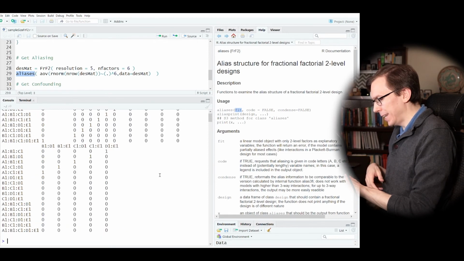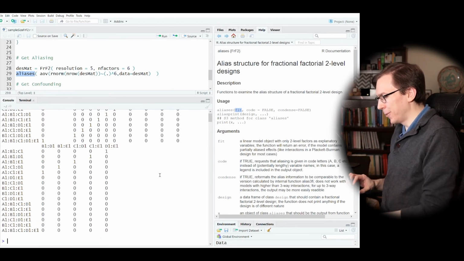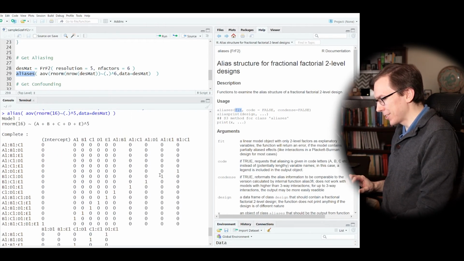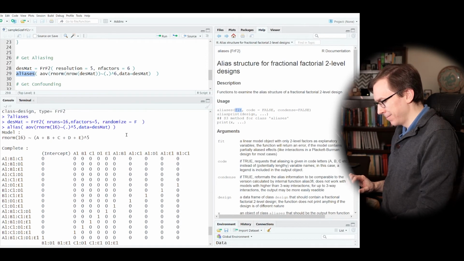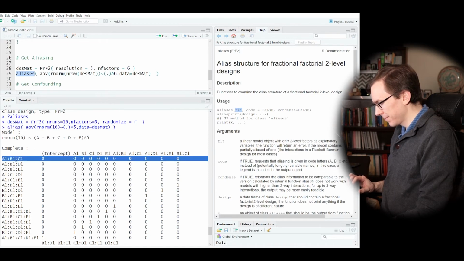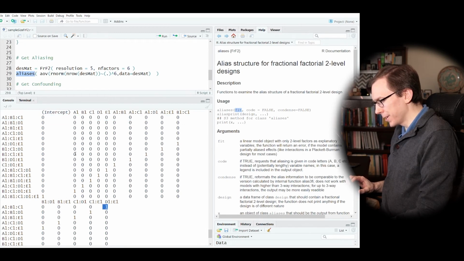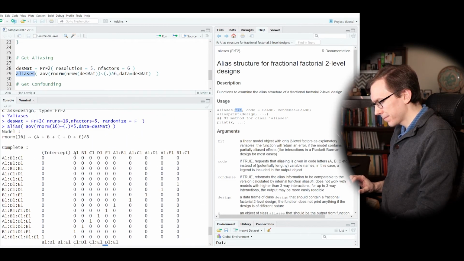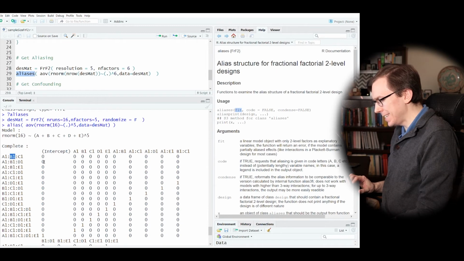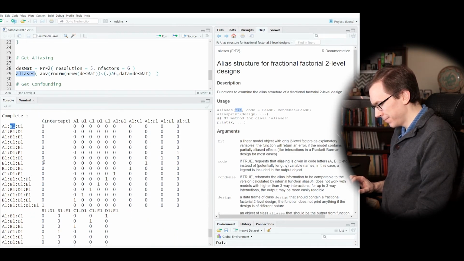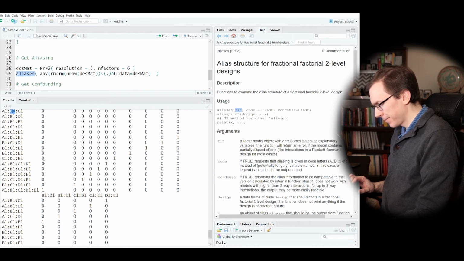And then what happens when I hit enter? Well, we get a whole bunch of aliasing relations. Actually, something looks a little different. Nope, maybe that's fine. Yep, there it is. Nope, never mind. We're good. We have ABC, the three-way interaction, which is aliased with DE. There it is.